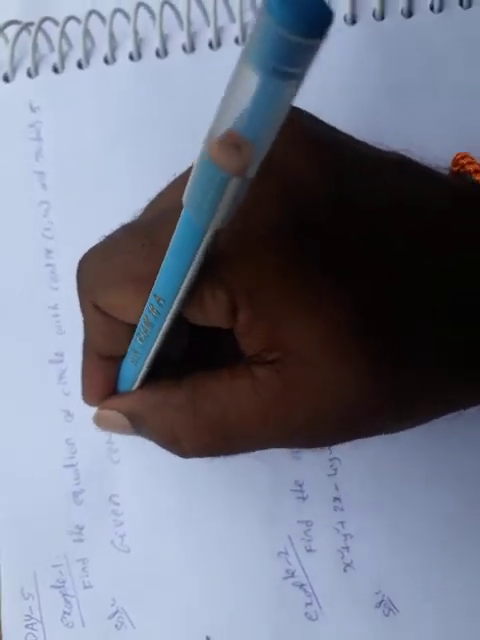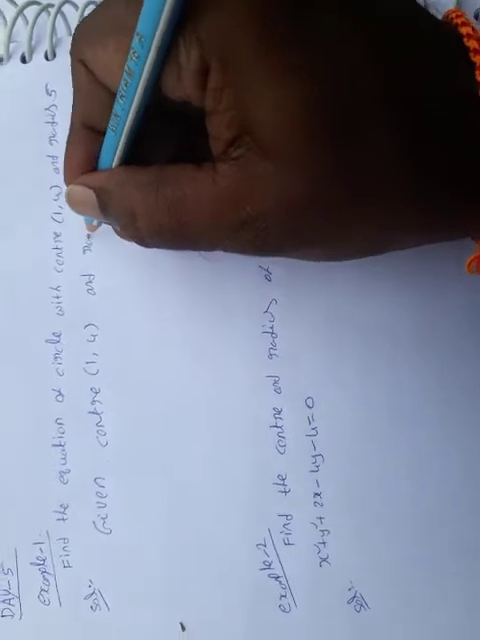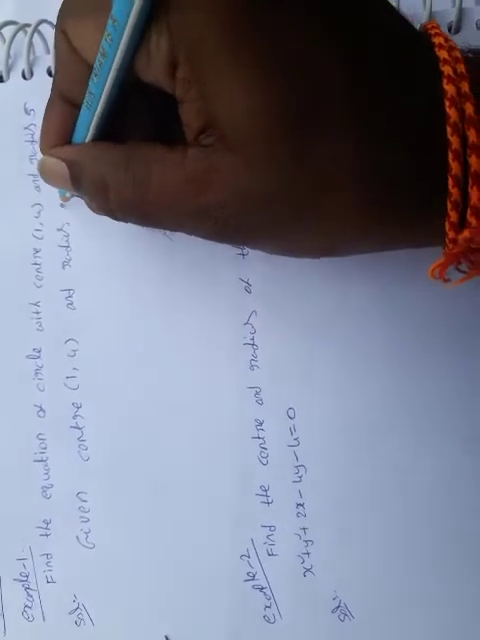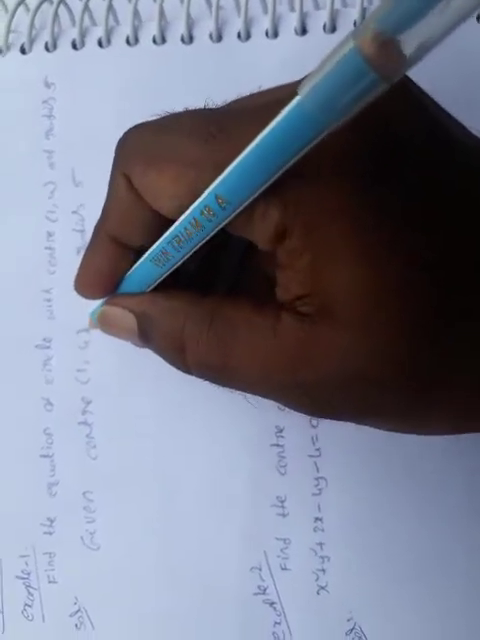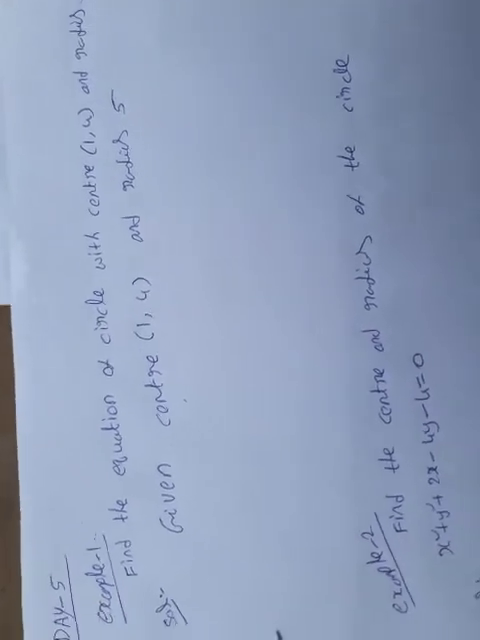Given: center is (1, 4) and radius is 5. That means, for the center (1, 4), we take it as (-g, -f) or (h, k).